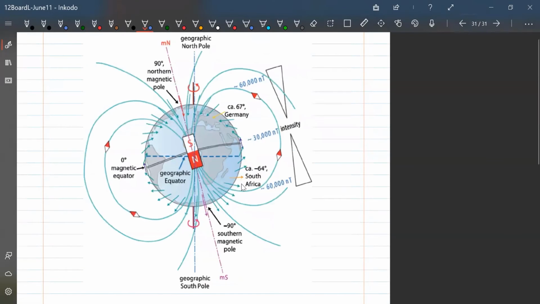We see the same thing in this diagram. This is the geographic North Pole. Earth is rotating about the geographical axis. This is the northern magnetic pole, this is the southern magnetic pole. If you want to draw the magnetic field lines, you can assume that on the northern magnetic pole there is a south pole of a bar magnet. So Mn means magnetic north, Ms means magnetic south.